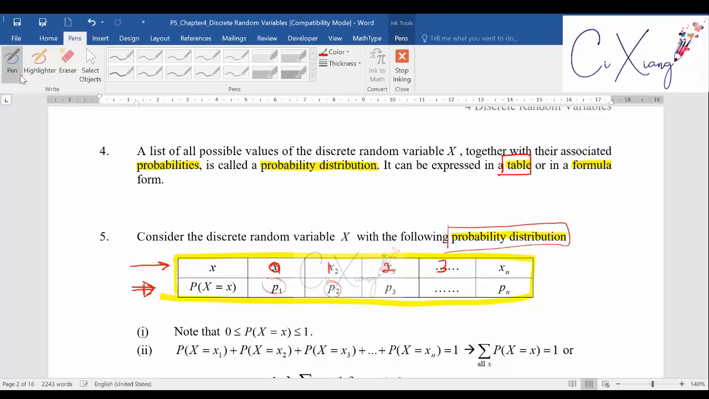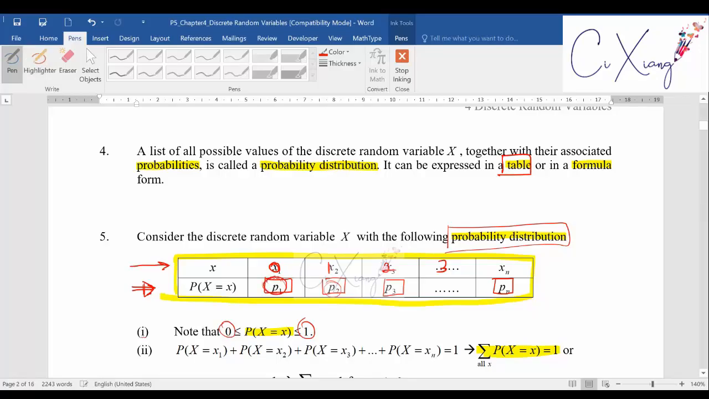For this probability distribution table, there are a few things you need to know. The first one is very important: every single probability that you list out must be between 0 and 1. It cannot be a negative value, and it cannot be more than 1. If you get any value more than 1, definitely that whole part is wrong. Then, when you add all the probabilities together, it always equals 1.